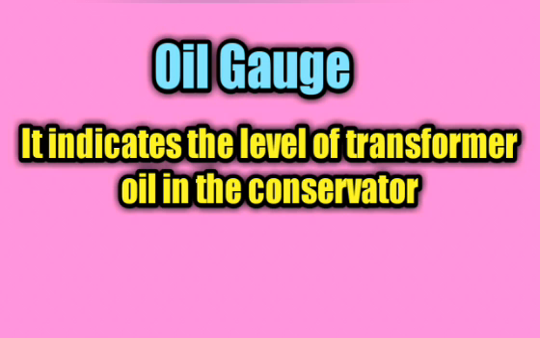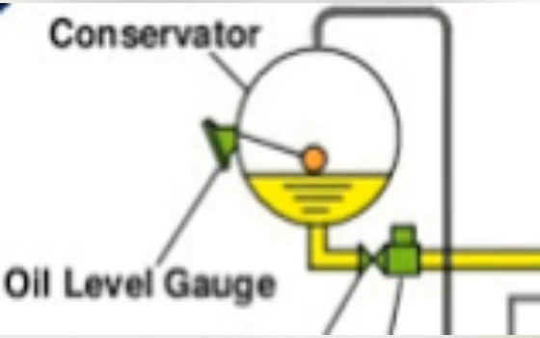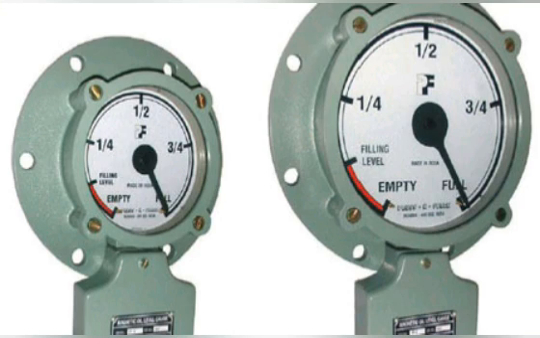Function of oil gauge. It indicates the level of transformer oil in the conservator. A decrease in level of transformer oil in the conservator is an indication of a leak. Hence, an alarm is provided when the oil level drops below a certain level. Then it gives an alarm.